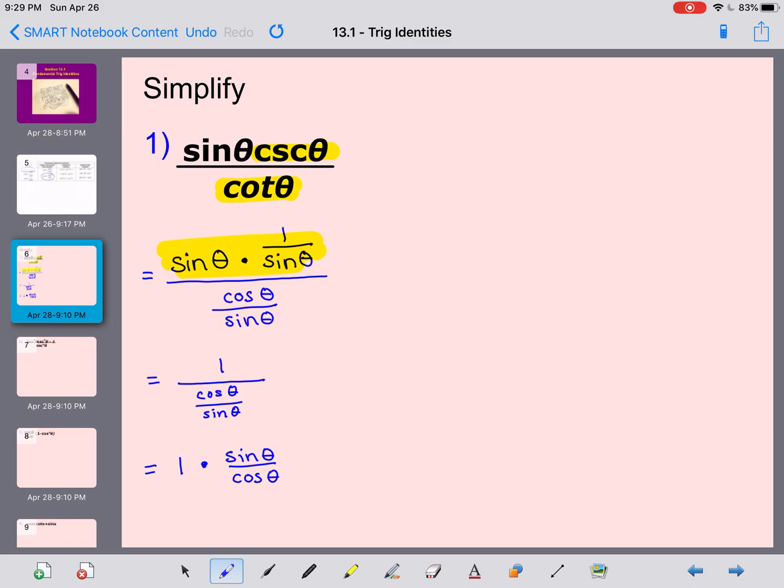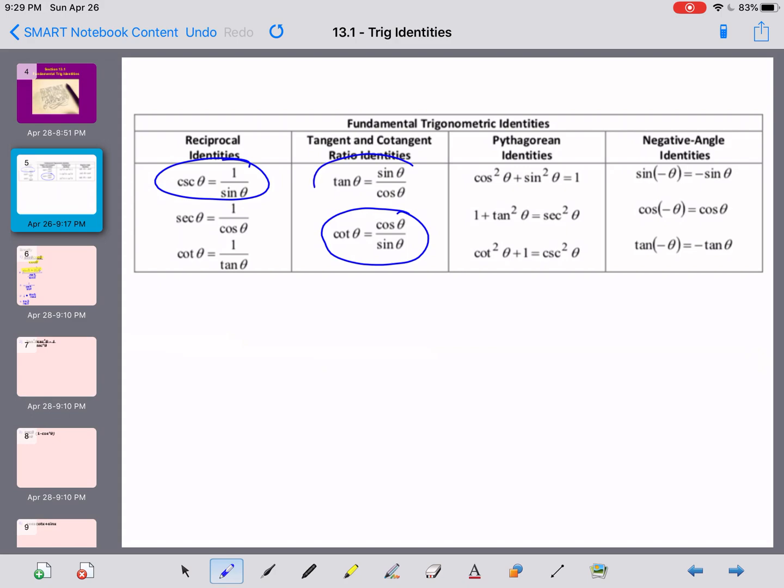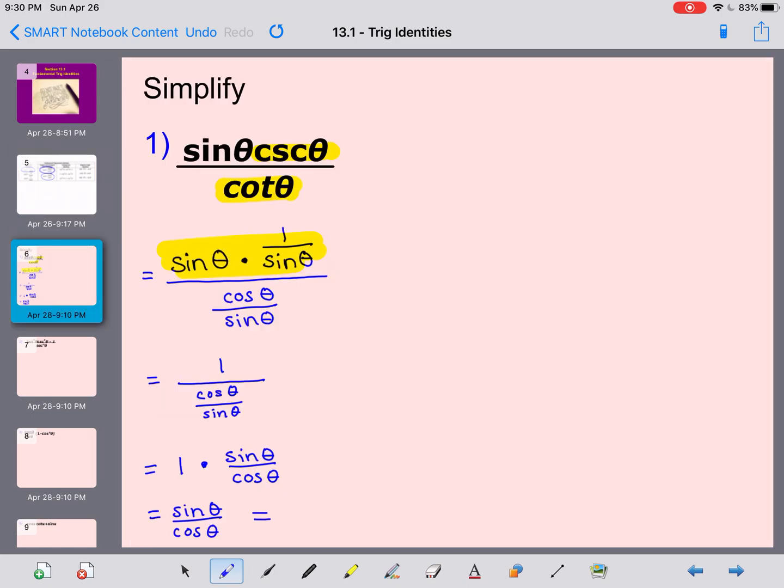1 times sine theta over cosine theta is just sine theta over cosine theta. Again, notice I'm writing down every little step. And then sine theta over cosine theta is tangent theta. So this is going to equal tangent theta. And now I've gotten it to the simplest thing I could possibly get it to. And that's my final answer, tangent of theta.